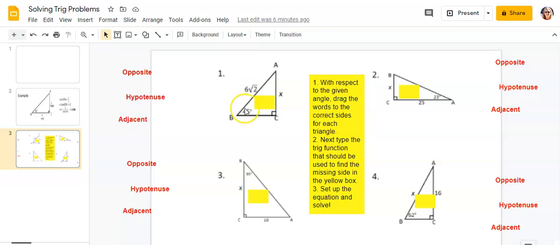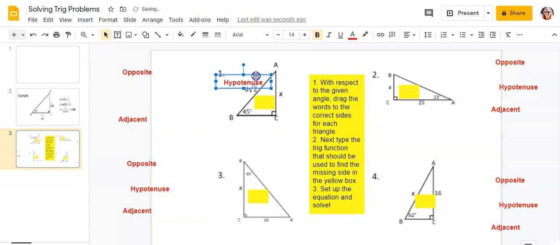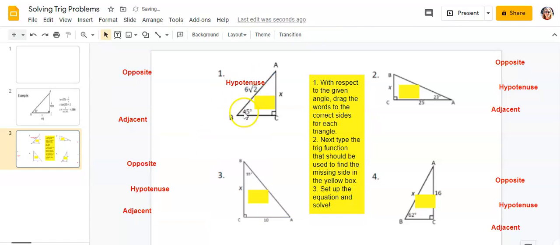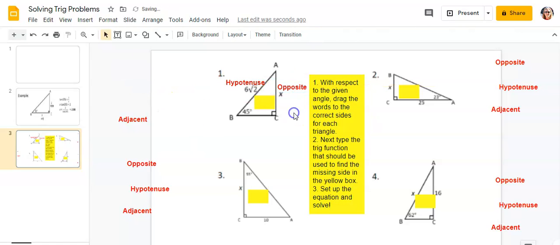They're giving me this side, they're giving me this angle, and we're looking for that side. So this is my hypotenuse. With respect to this 45, that is the opposite. And I'm not even going to use adjacent. I could put it here, but no use in even using it because I want to focus on the two words that I need to figure out what kind of problem I have.